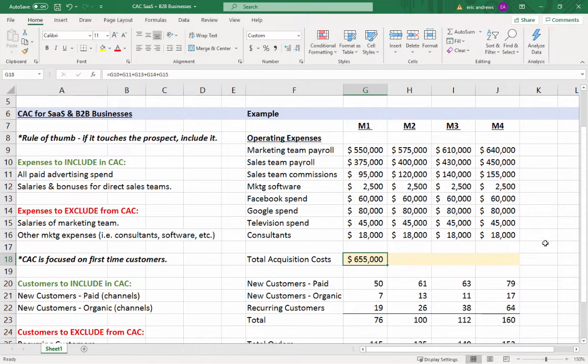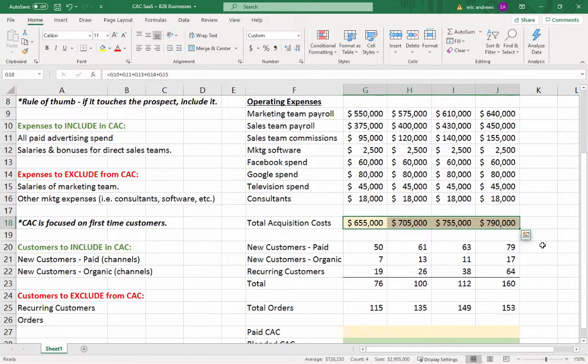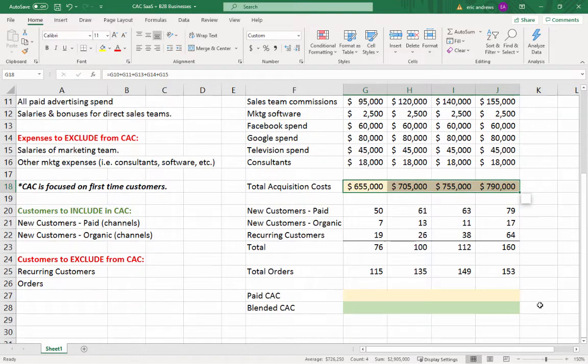So our total acquisition cost is $655. Control C, Shift, right arrow, Control V. That's copy paste. Okay, so we have the total bucket, but now we want to figure this out on a per customer basis, which is customer acquisition cost. So what do we include?